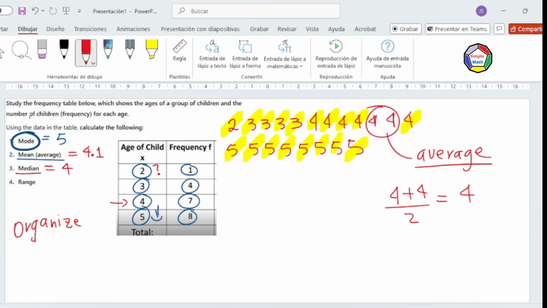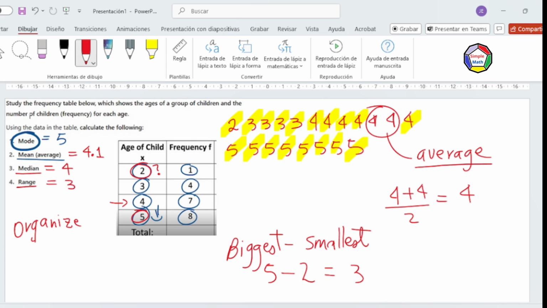Okay. And finally, I'm going to calculate the range. The range is the easiest measure to calculate, because the range is the biggest number minus the smallest number. Which is the biggest number here? 5. 5 minus the smallest. Which is the smallest? The number 2. 5 minus 2 equals 3. So the range in this case is the number 3.